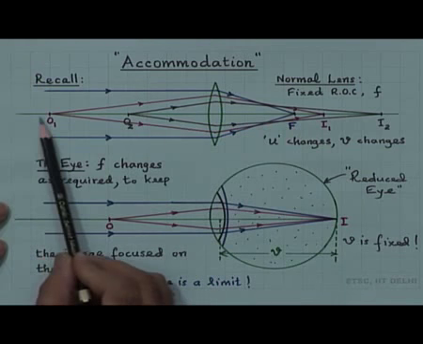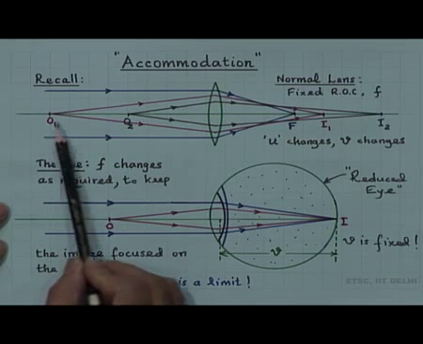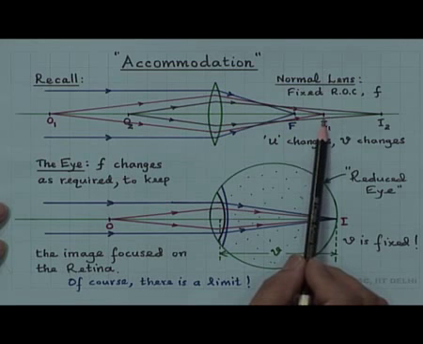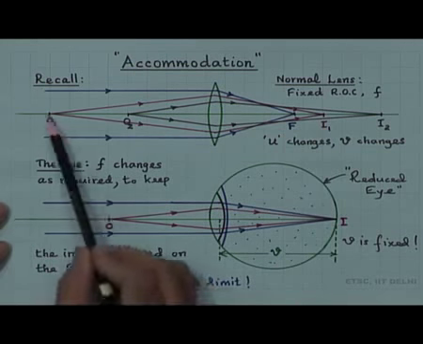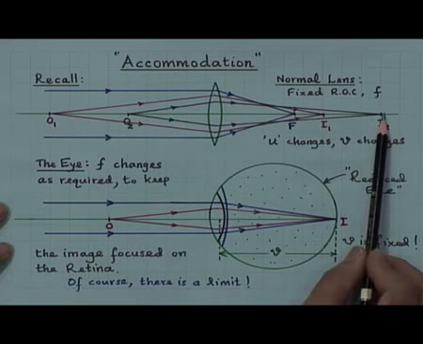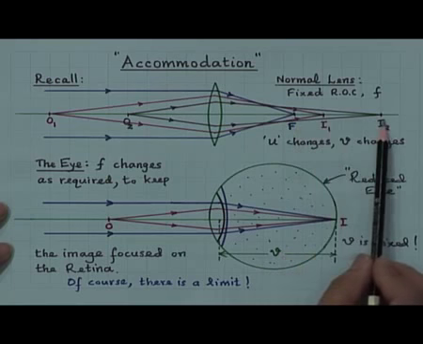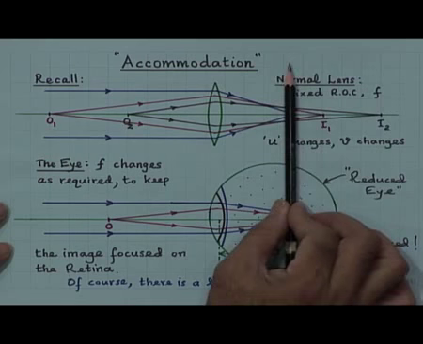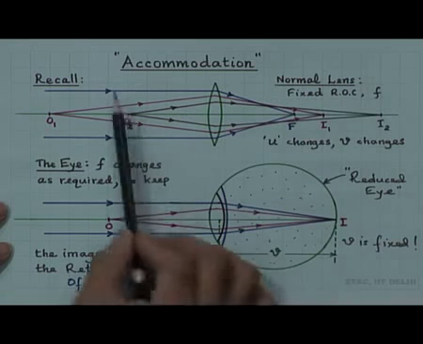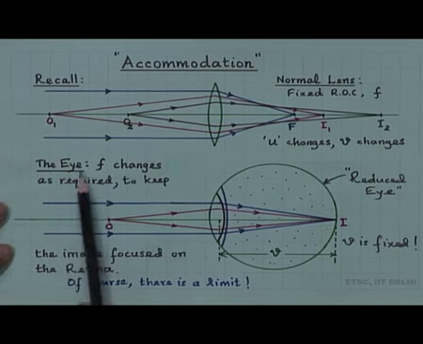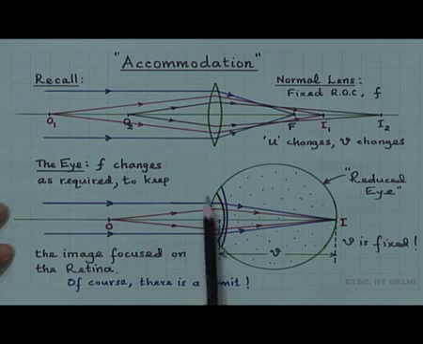If the object comes closer to the position O1, then the image will be here. We know how to find the position of the image by using the lens formula. If the object comes even closer, then the image will form here. So, the image is formed at different locations, or the image planes are at different locations depending on the position of the object. Now, if you come to the eye, what is shown here is the eye lens.